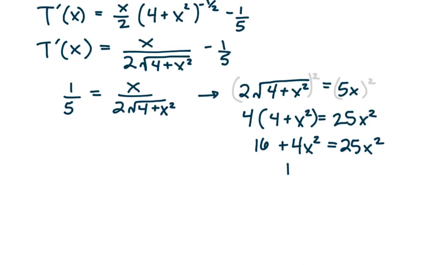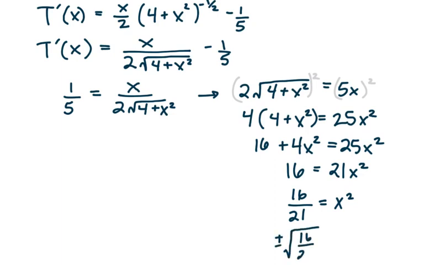Subtract that 4 over. I have 16 equals 21x squared. Divide by 21. 16 over 21 equals x squared. And then you square root. So I end up with plus or minus the square root of 16 over 21 equals x.